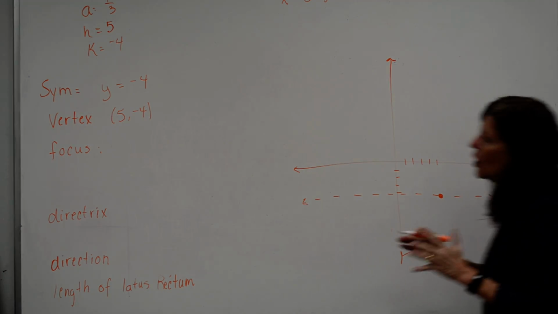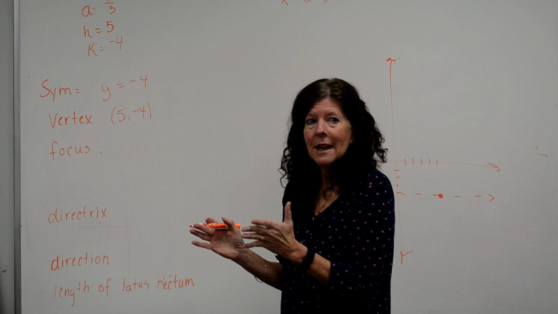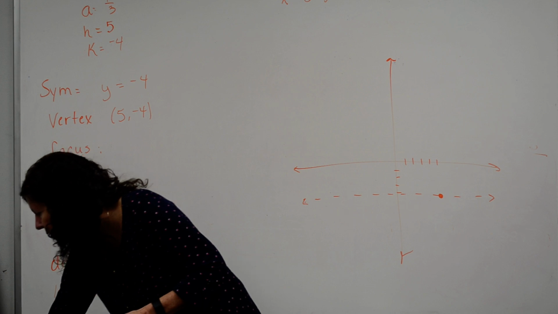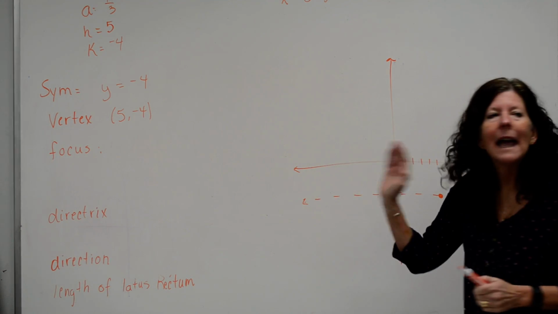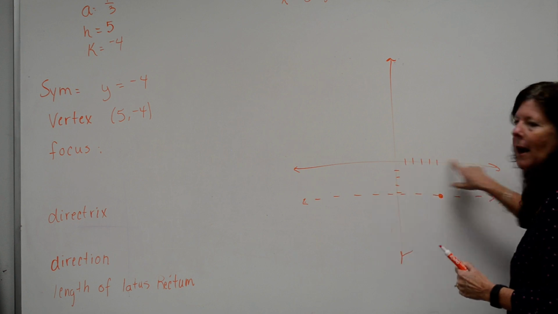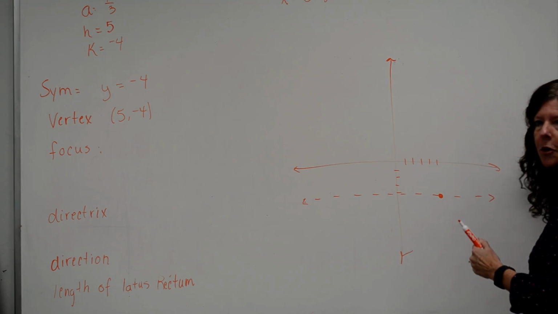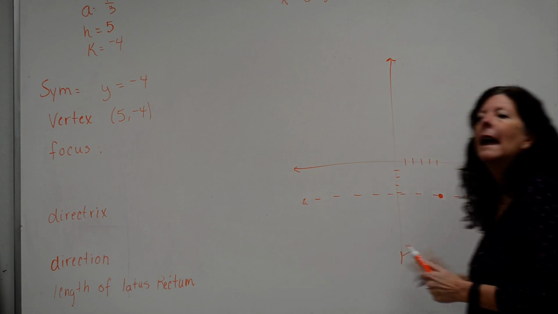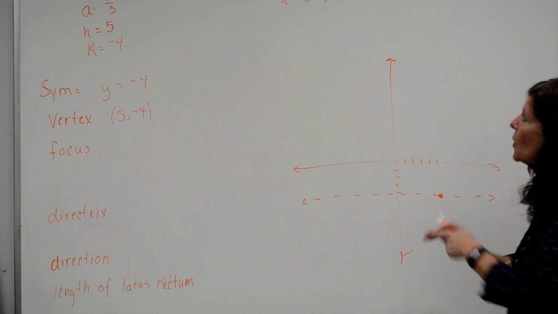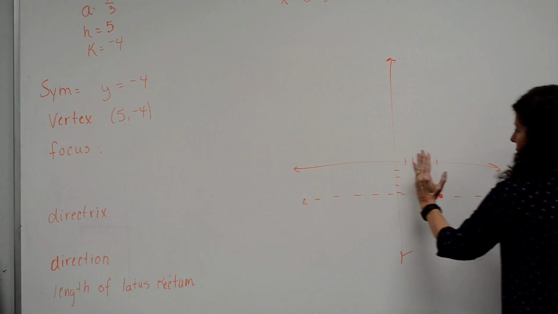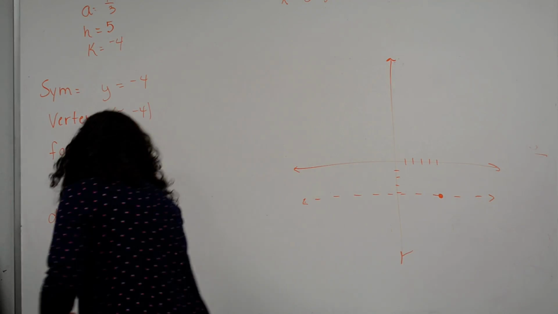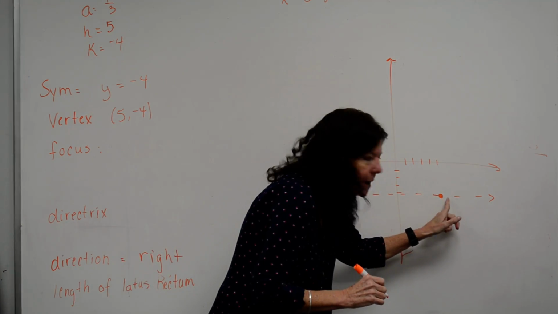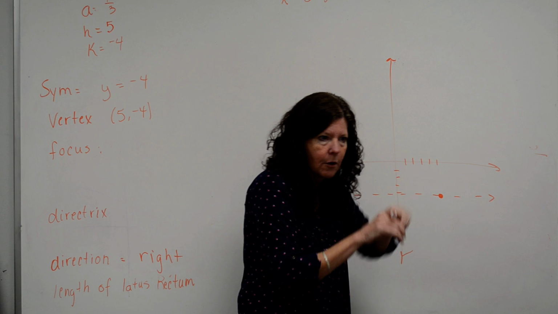All right? So then I'm going to go to the focus. Now the focus is inside my curve, so it might help if I skip down here to the direction and know that if my a is positive, where are my positive numbers on my number line? To the right. So my parabola opens right if it's positive and left if it's negative. So this one is positive, so it's going to open right, okay? Which means my focus is going to be over here. Okay, it's going to be inside my curve.